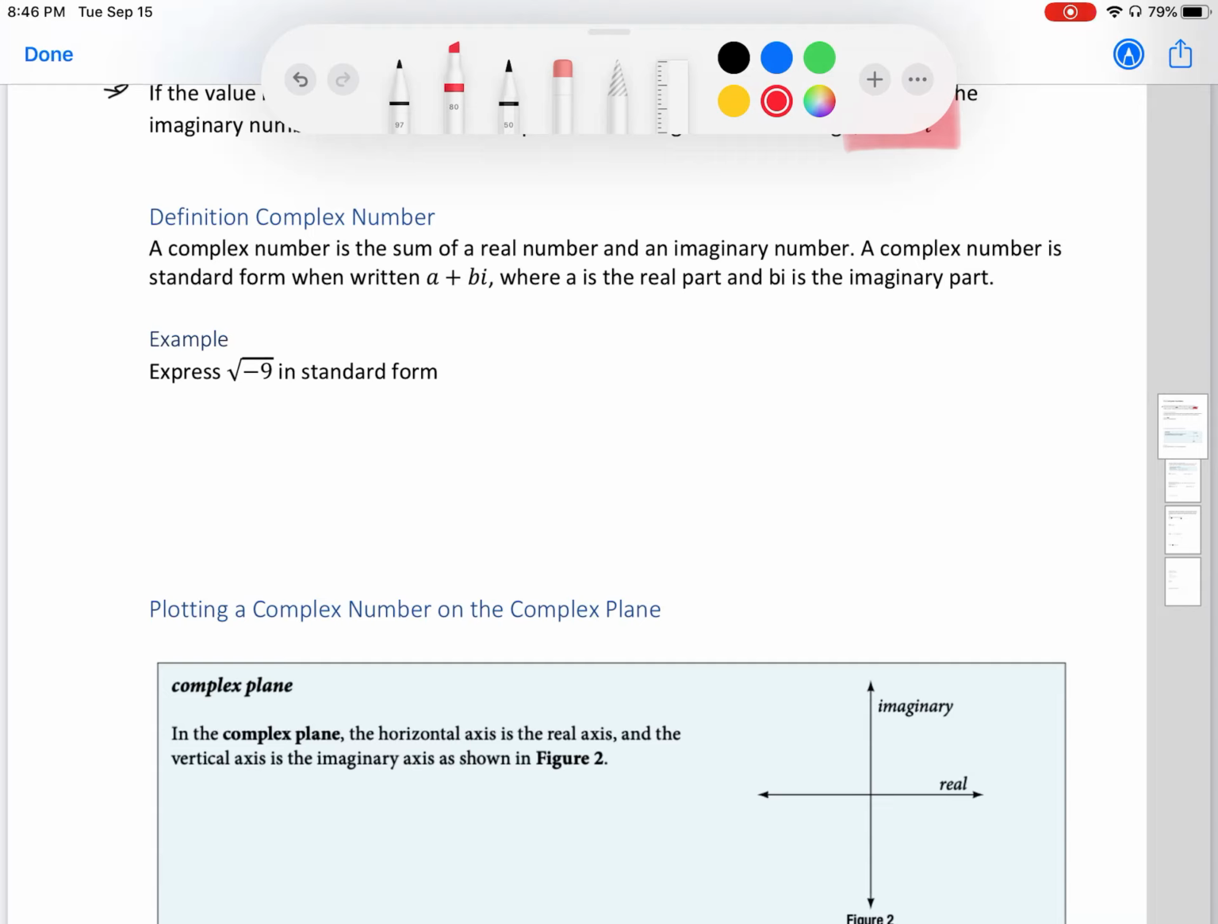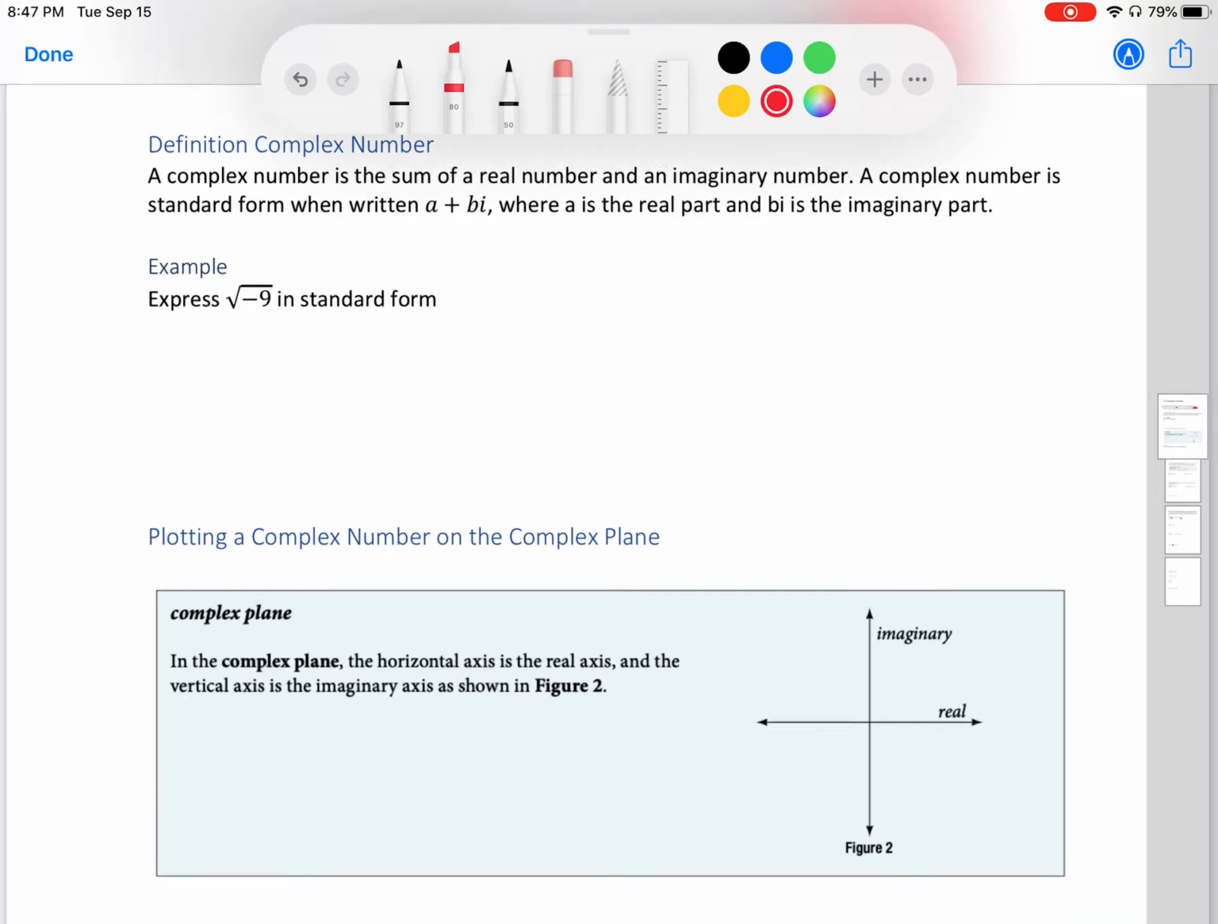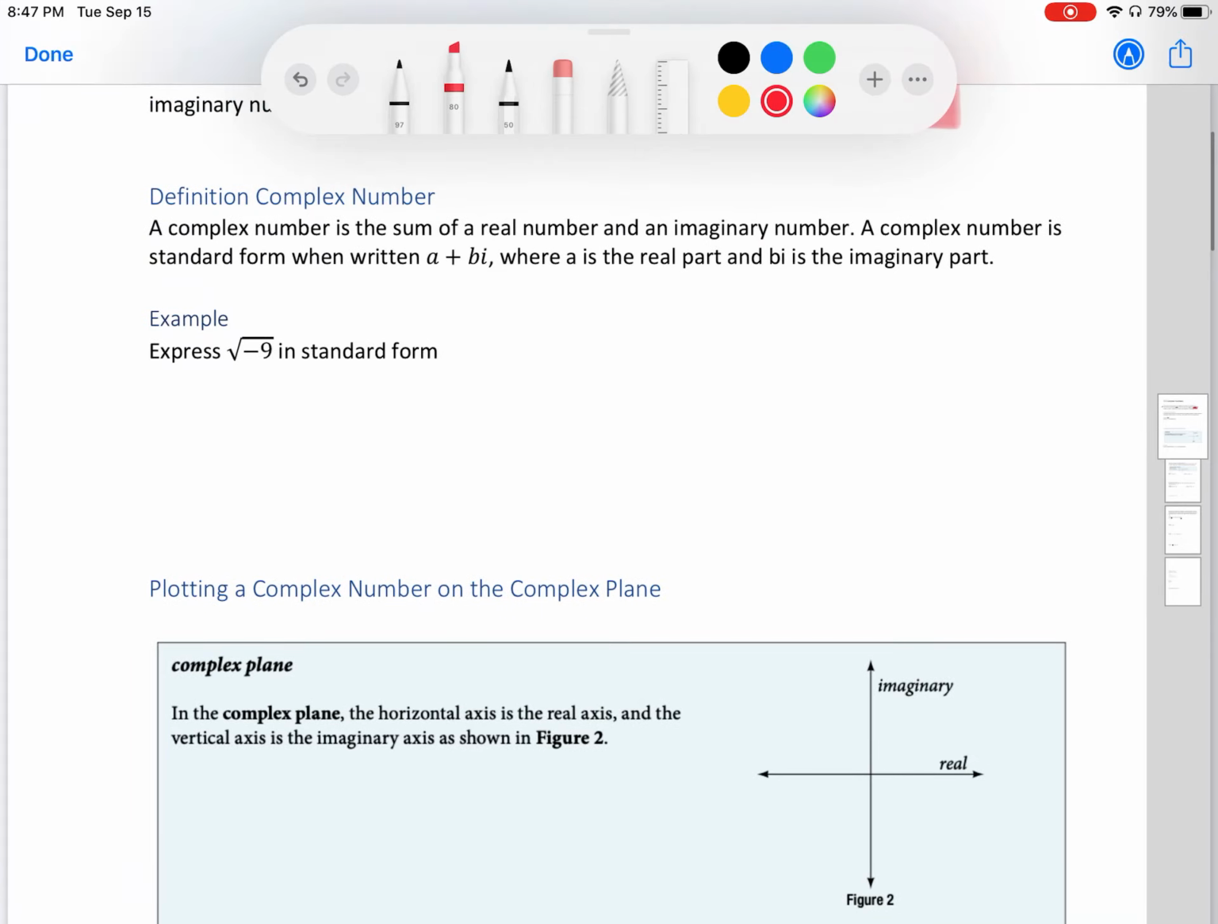Definition of a complex number. A complex number is a sum of a real number and an imaginary number. The complex number is in standard form when written as a plus bi, where a is the real part and bi is the imaginary part. Every number can be written in standard form. If there is a lack of an imaginary number, we can think of it as 0 plus your imaginary number and an i. Let's take a look at this example.